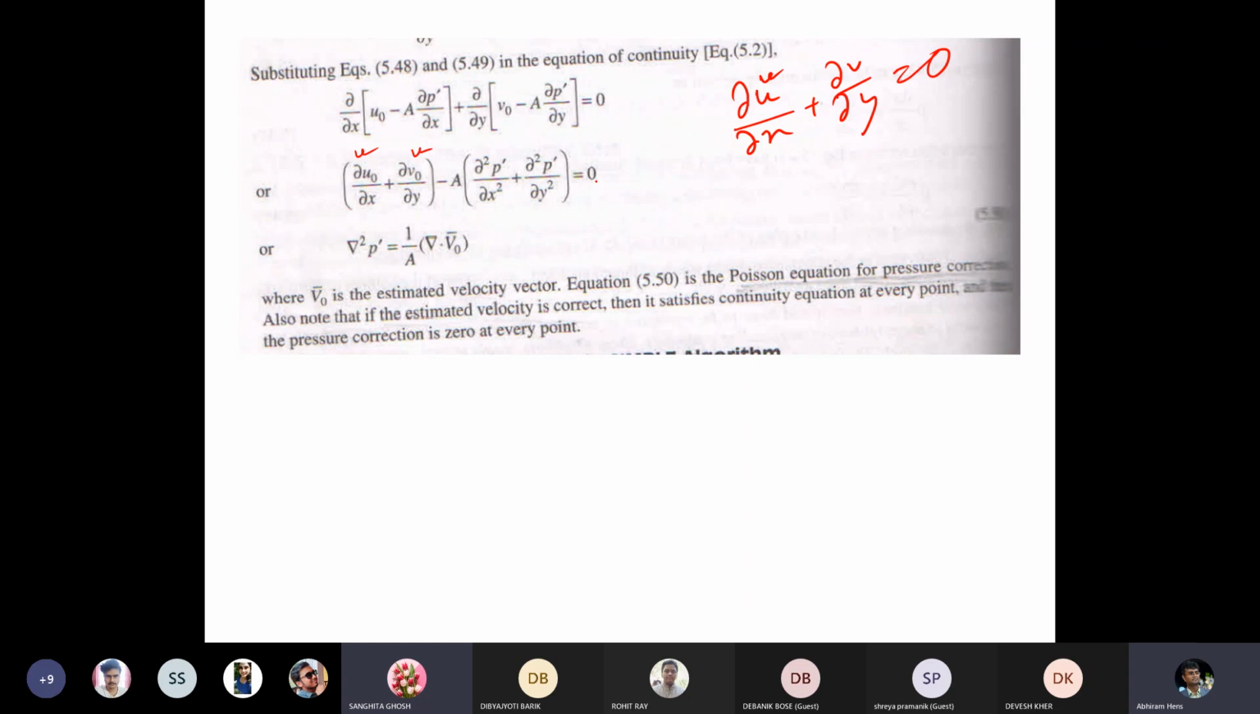If you take both sides, then in vectorial representation it can be shown as del square p dot will be equal to 1 minus a into del dot v0. Here v0 is the estimated velocity vector. v0 stands for the estimated value, and this is known as the pressure correction equation, or sometimes it is called Poisson's equation.